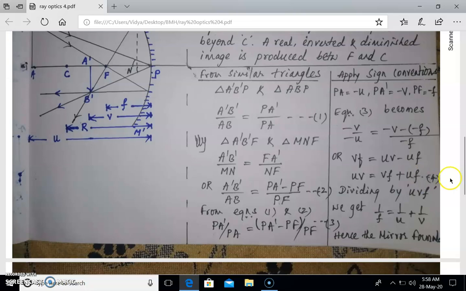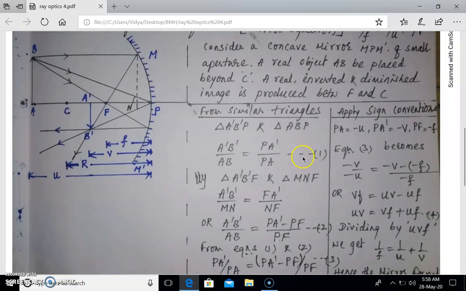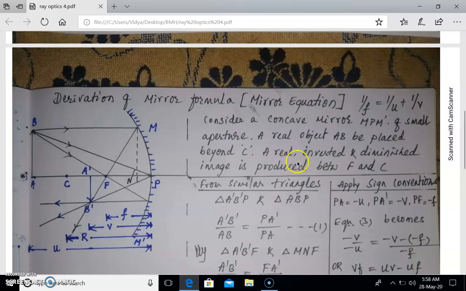that is equation 4. Dividing this equation 4 by UVF throughout, we get 1 by F equals to 1 by U plus 1 by V, hence the mirror formula. So here simple geometry we have made use of to arrive at the mirror formula 1 by F equals to 1 by U plus 1 by V.